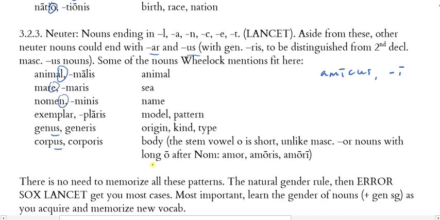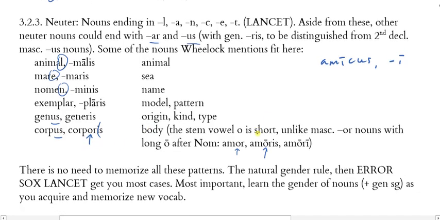Okay, now I'll just mention one thing here, and Wheelock mentions this as well. Notice that the O here is short. This O is part of the stem corpor-, and there we've got a short O. With amor, the masculine third declension noun, its O in the cases after the nominative is a long O. So amor, amoris, amori, right? Long O. Here it is short in corporis. Notice that is a short O in the genitive. So these are different genders.